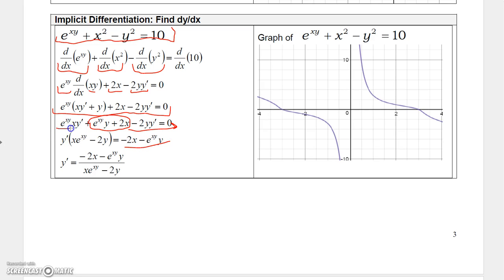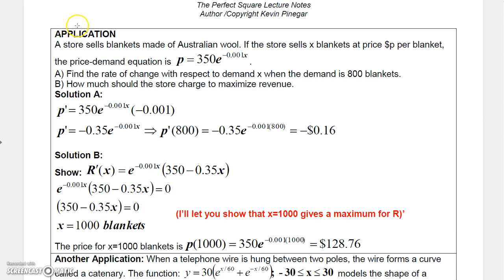Now, when I keep these two terms together, remember that allows me to factor y prime out. So if I factor y prime out, I get x e to the xy. And then if I factor y prime out of here, I get minus 2y. And then finally, if I divide both sides by this expression to isolate y prime, this is my final answer. Okay, so there's the derivative. If you want to see the graph, I graphed it on Desmos, but there's the graph if you want to see it.